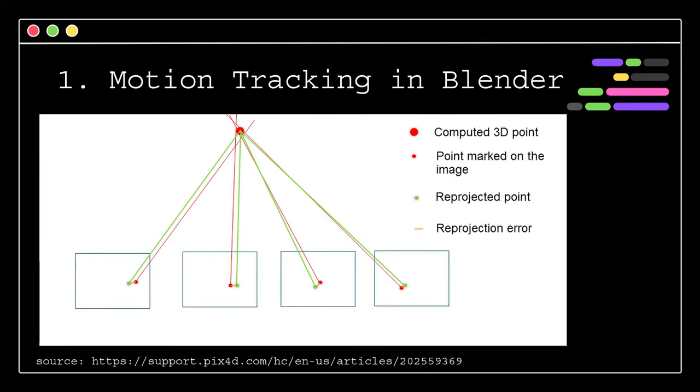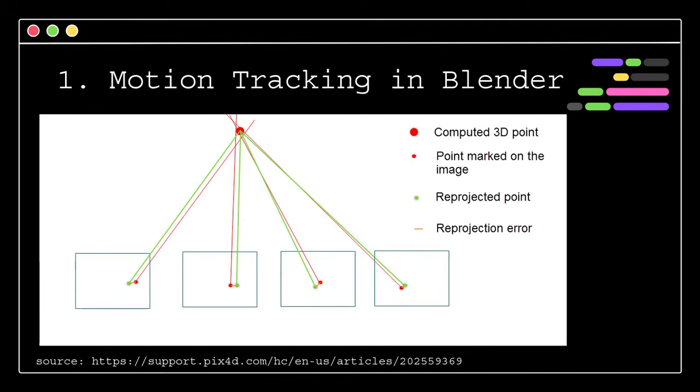Given a 2D track, here marked by the red point in each frame, we try to find the camera poses and the 3D position, which is marked as a big red circle, that minimizes the reprojection error. The reprojection error is computed by projecting back this red point into each frame, which is marked by the green circles. And the reprojection error is the distance between the true or the detected 2D feature and the reprojected 3D point.